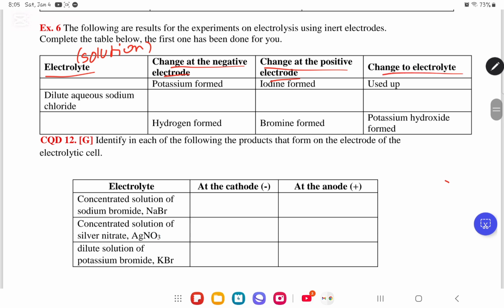one, we have potassium formed, which is quite unusual because potassium will not form unless it is molten. So that directly gives us a clue that it is molten. That means our cation, because it forms at the negative electrode, which is the cathode, and the positive is the anode. So it will form at the negative electrode, so it is the cation. So potassium is our cation, so K. And then at the positive electrode, we have iodine, so KI. So molten KI, or molten potassium iodide. And because it is molten, it will be used up.